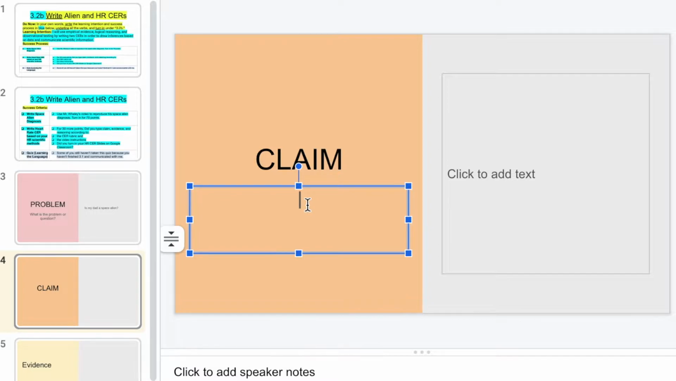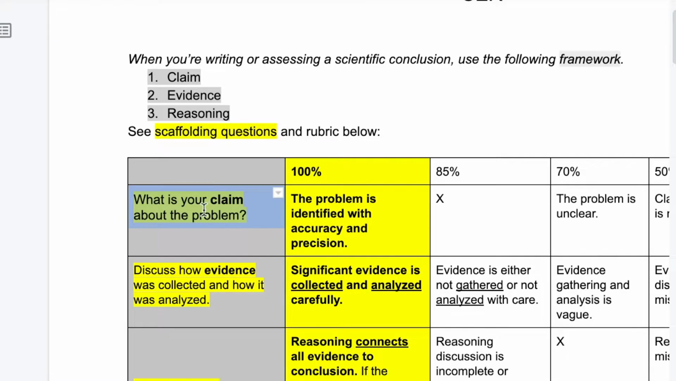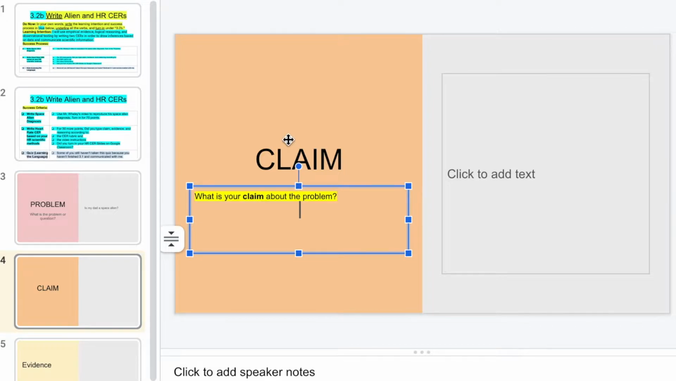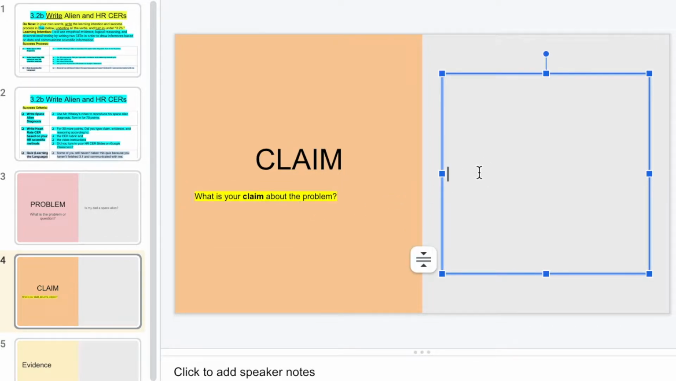What is the claim? I'm going to go to my rubric. That's how I know. What is your claim about the problem? Well, her claim is, I'm going to say, my dad is a space alien. Now we're going to assume she thinks it's observable, so we'll go with that.